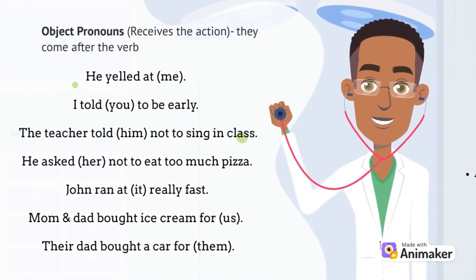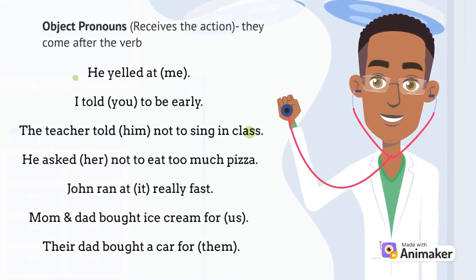Let us now look at our object pronouns. Object pronouns receive the action in a sentence, and because of this, they come after the verb. Look at the sentences below with me.